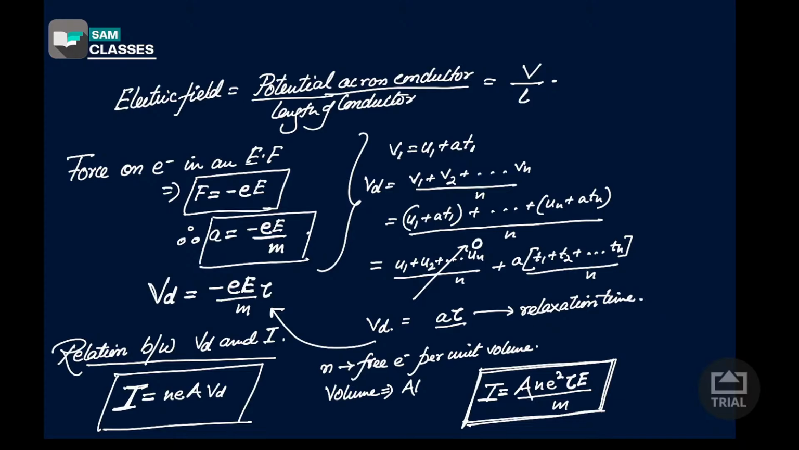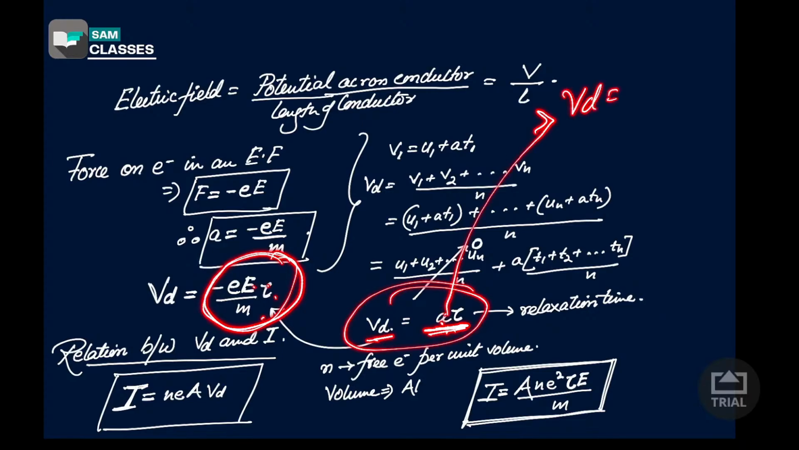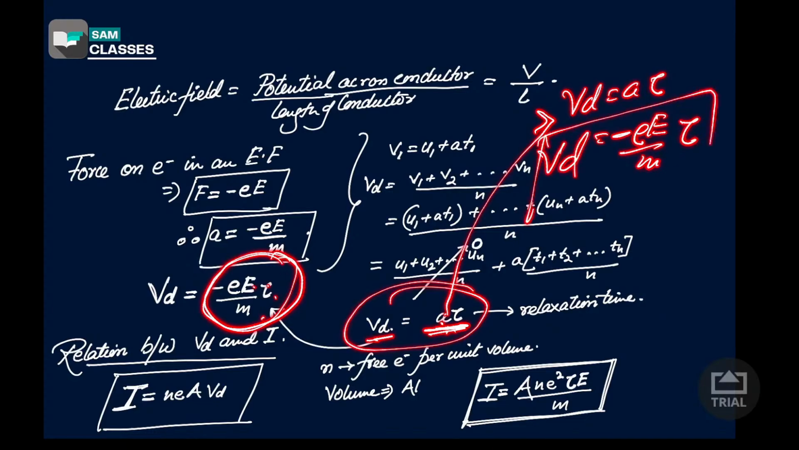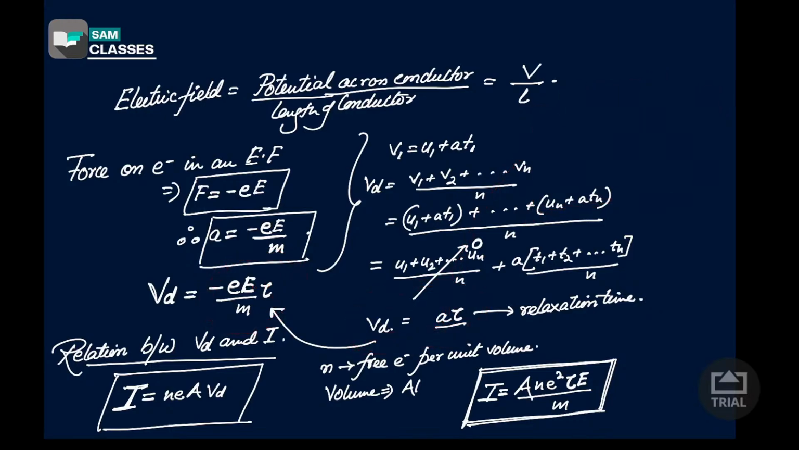Correct. Chalo. So we got Vd is equal to A tau, and we got A is equal to minus E by m. From there, can we get the formula? Can we put the value of A? A is equal to minus capital E by m. Put tau. So will we get this formula? Yes or no? Vd is equal to minus E E tau by m. Everybody got it? Chalo.